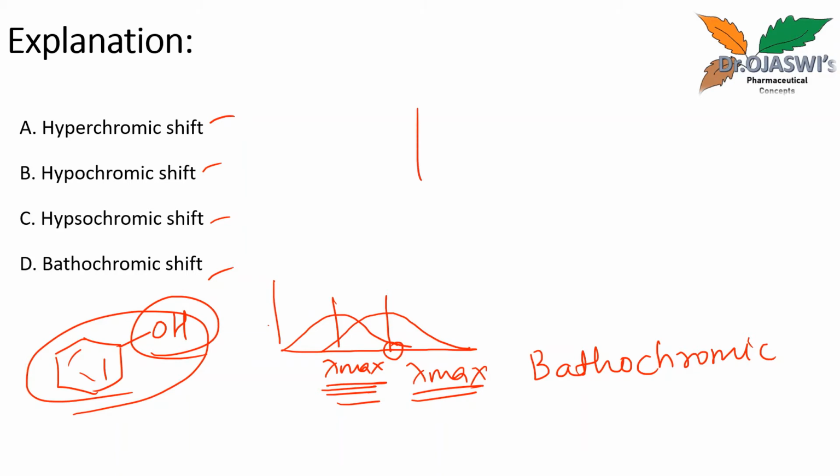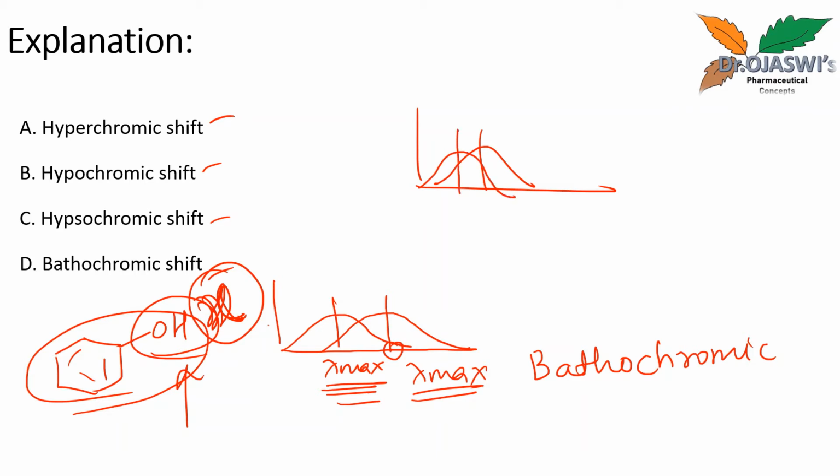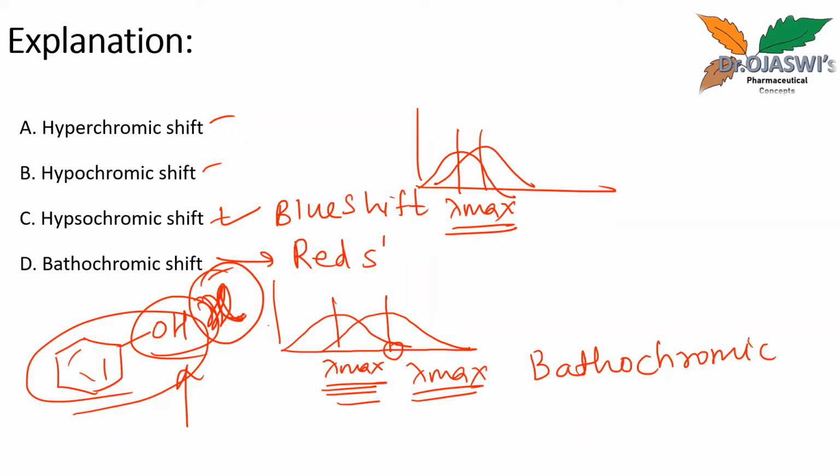Suppose this is the original lambda max of the compound. It may happen that because of the addition of a certain functional group X, the molecule is now showing absorbance here, so its lambda max is reduced. That is called a hypsochromic shift. This hypsochromic shift is also called blue shift, and bathochromic shift is also called red shift.